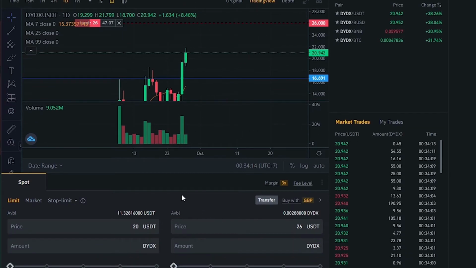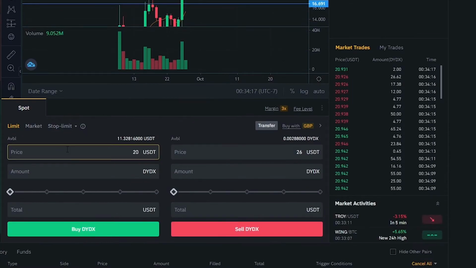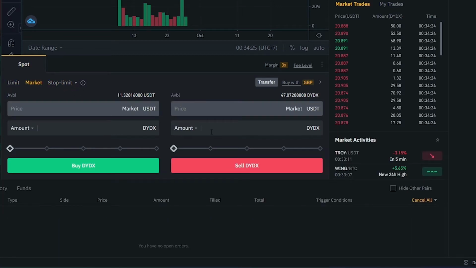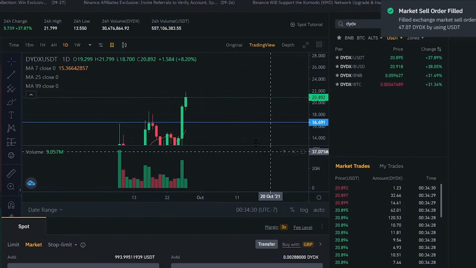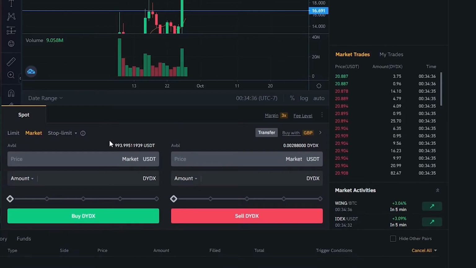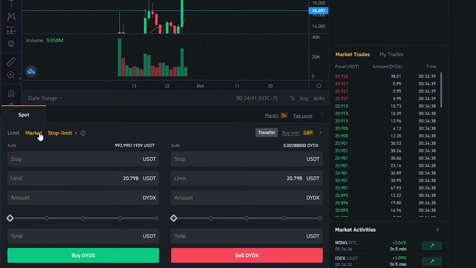Now the price has to get all the way up here for me to sell it. But if I was in a hurry and I wanted to sell it right now, I would have to do a market order, and that would allow me to sell all my coins at this exact price. So let me cancel that sell order. Let's go to market. Just drag this up, sell. So I basically just sold all my coins at $20.95 or something like that. And that's basically how you buy and sell on the spot market. Pretty simple, right?